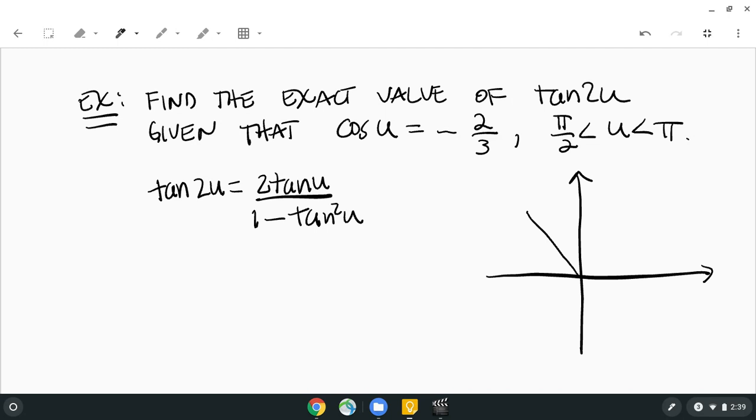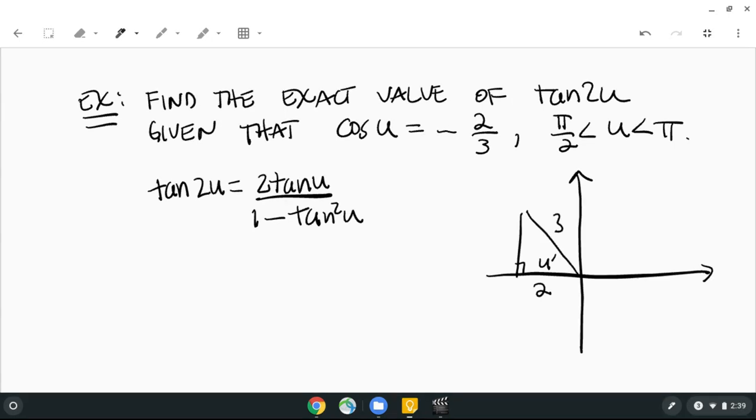Okay, so this is u. I'm going to call this u prime. And then I have my right triangle. And I know that the cosine, which is adjacent over hypotenuse, is negative 2/3, right? So adjacent, hypotenuse, but one of these is negative. Okay, which one should be the negative? The 2 or the 3? Okay, hopefully you said the 2 because that's the x value. The r, the radius, is never negative. Okay, so we have that.